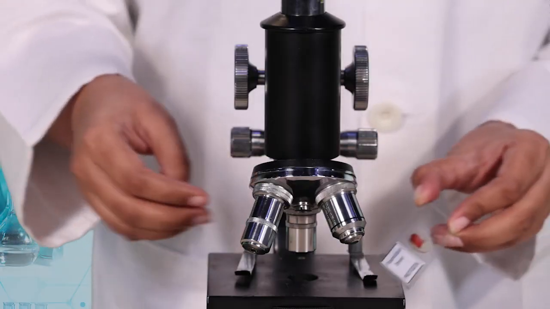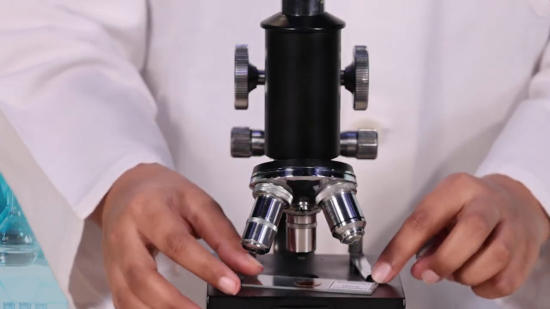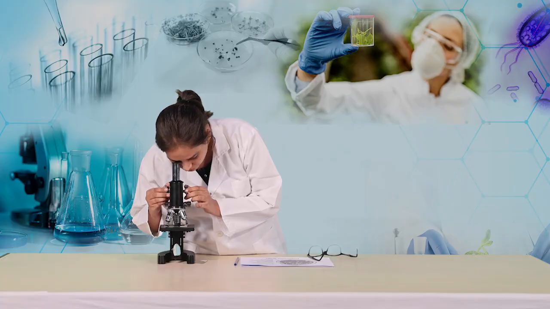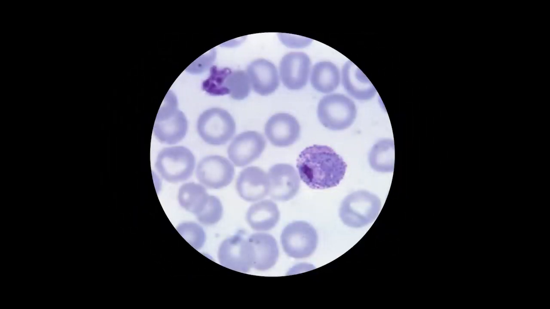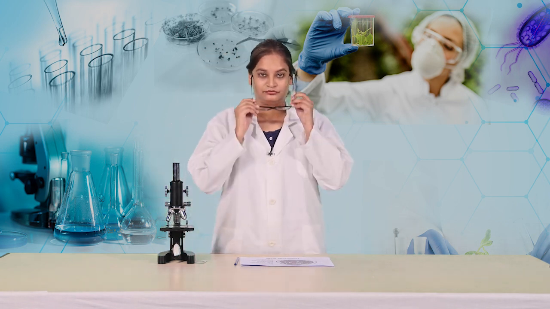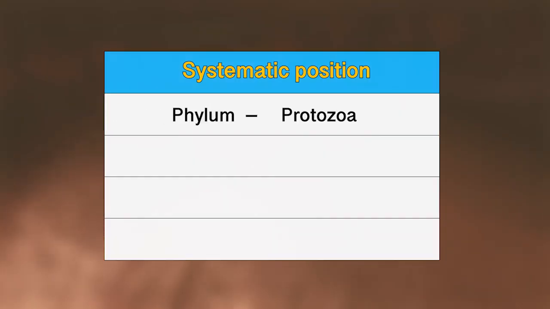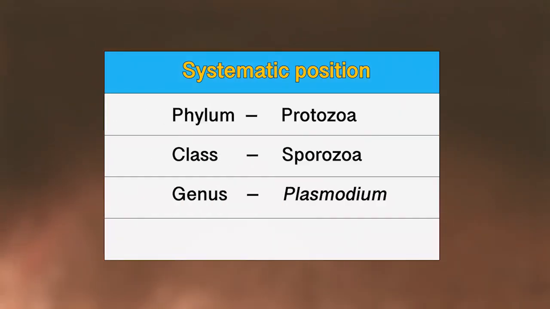Now, let us take the permanent slide of human blood infected with Plasmodium vivax and observe it under the microscope as we did in the case of Entamoeba. So, the systematic position of this organism involves phylum Protozoa, class Sporozoa, genus Plasmodium and the species is vivax.